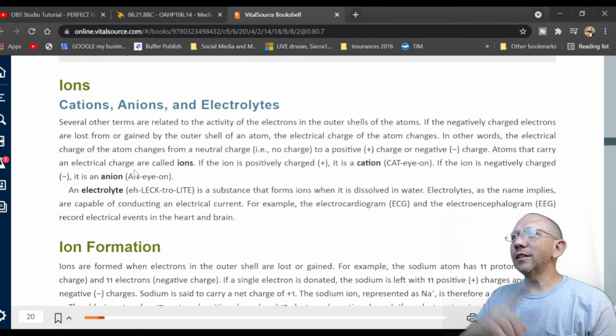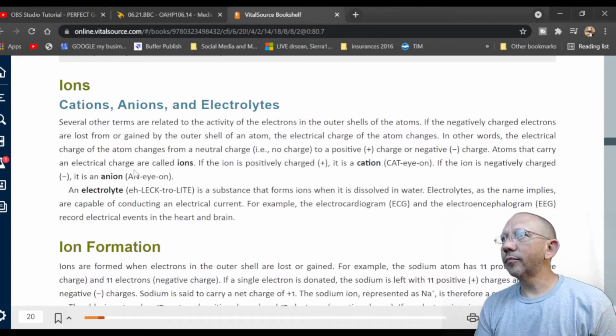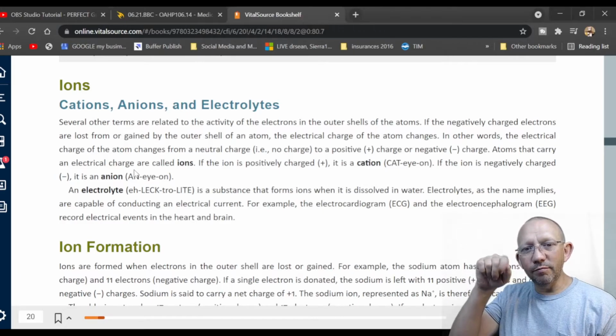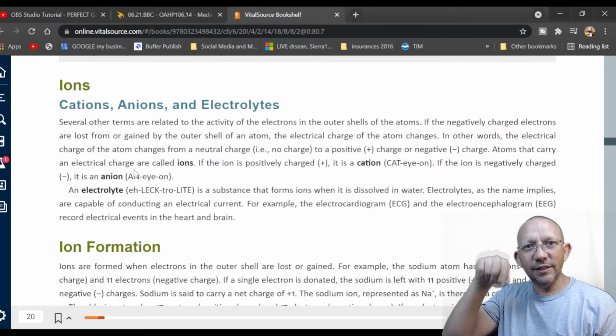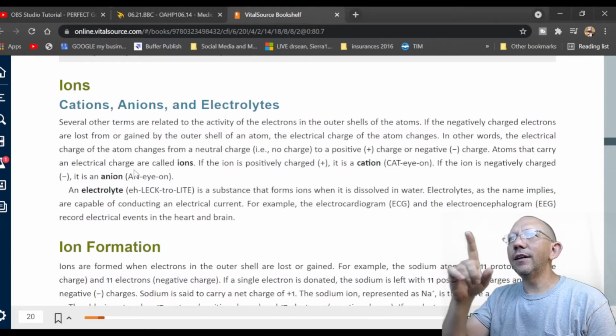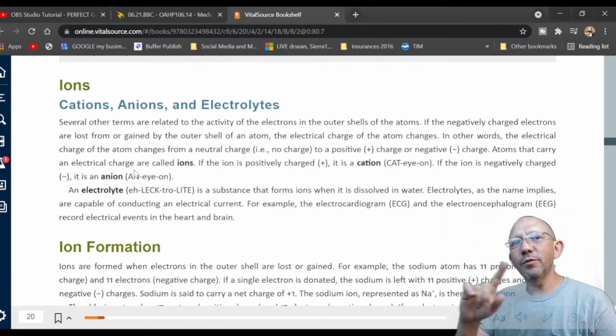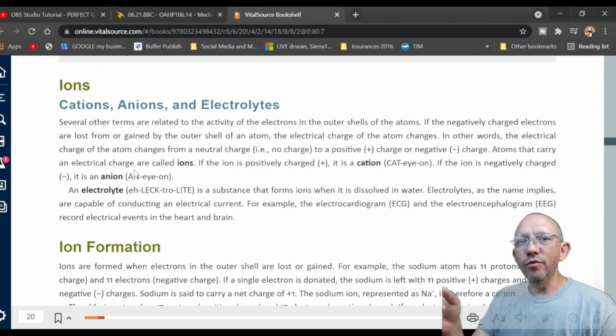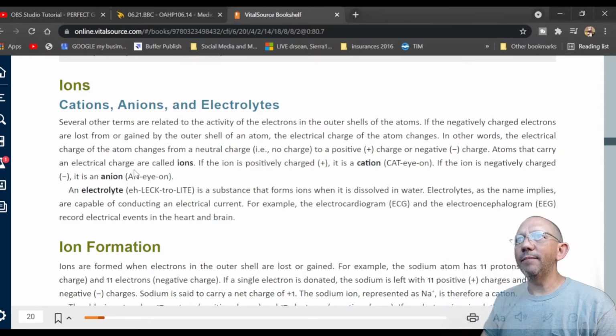If the ion is positively charged, it's called a cation. Remember, cation is cat, like C-A-T. The T is a plus. It'll remind you of that. And an anion is negative. And that has a difference in how it moves in electricity, but we'll get to that some other day.